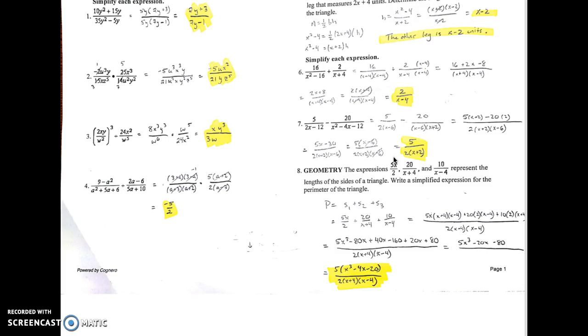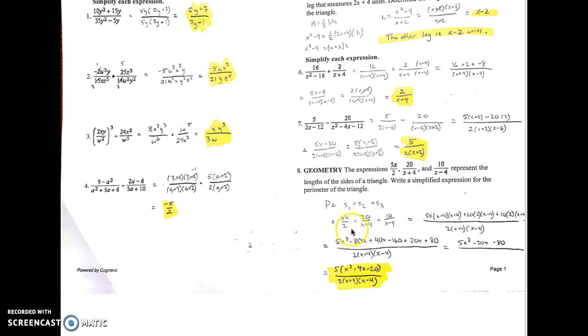Question 8 is another word problem. It says the expressions 5x over 2, 20 over x plus 4, and 10 over x minus 4 represent the lengths of the sides of a triangle. Write a simplified expression for the perimeter of the triangle. So the perimeter is the sum of each of the three sides, so I have to sum up the three sides. You can see I did that here.